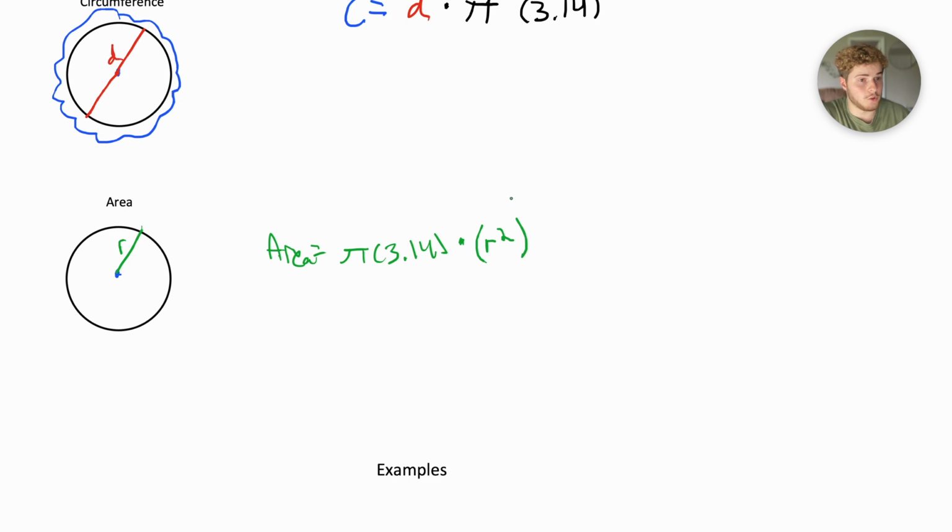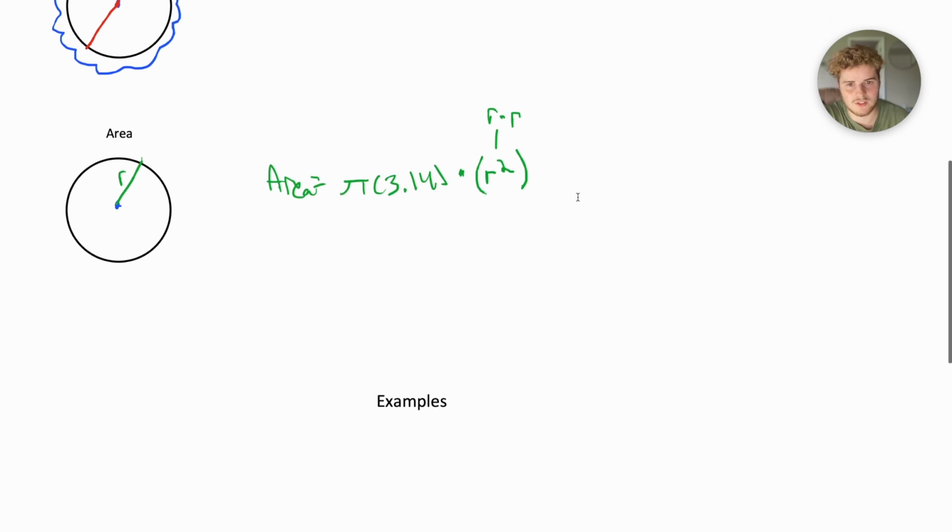But yes, if you haven't dealt with squaring, all that means, and I'll write that up here, is radius times radius. That's all it is. So squared, if you're working with cubed, it'd be radius times radius times radius. But all we're doing is a second degree here, which is just radius times radius.